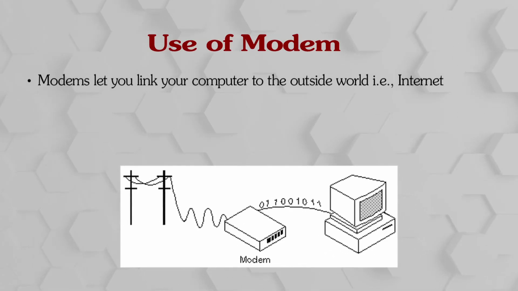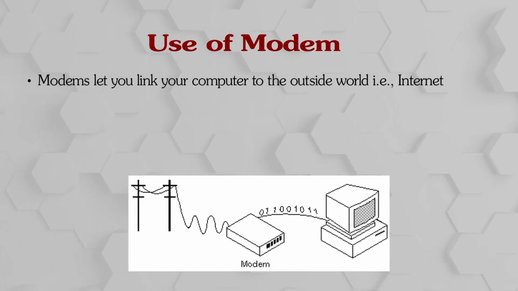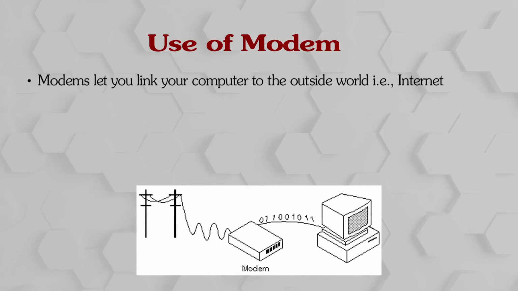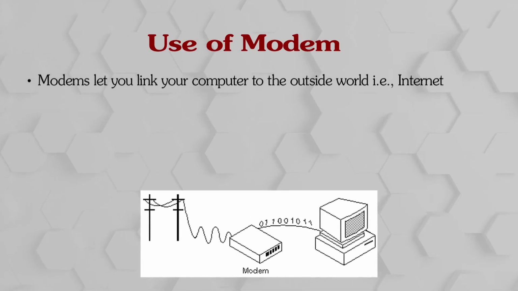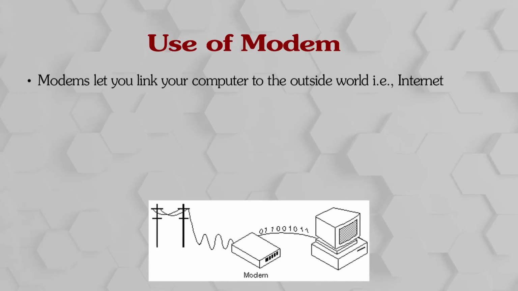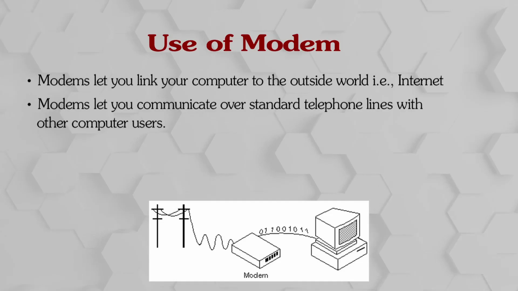But since you are aware of what is the internet, we are not elaborating much more on it right now. But basically it's a kind of network, and later on we'll see that there are different kinds of network, a bit different from what you have seen in the system. A modem lets you communicate over standard telephone lines with other computer users.